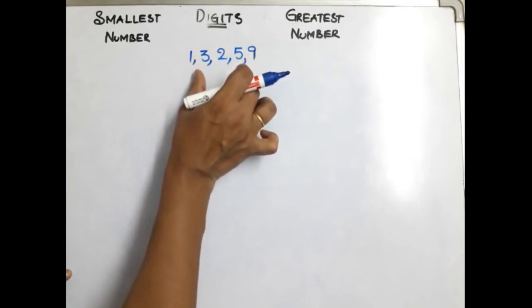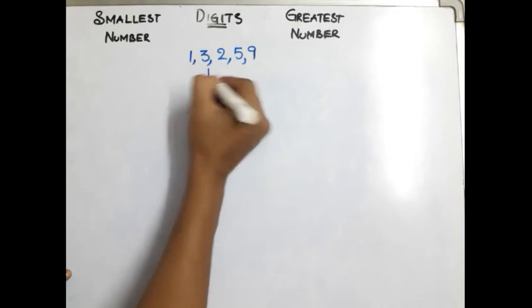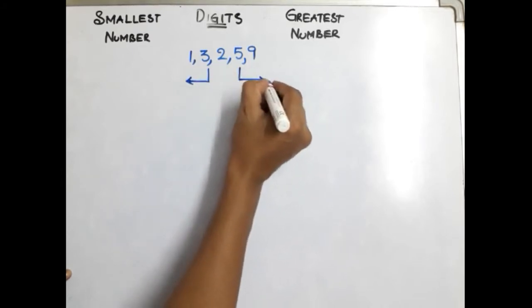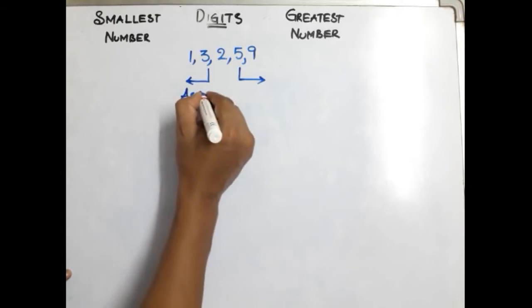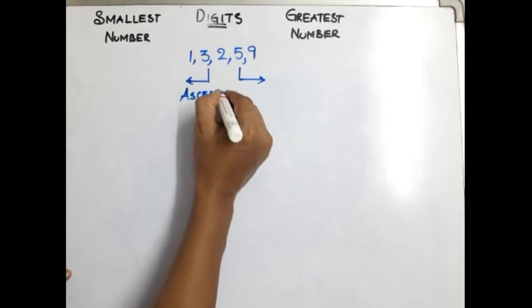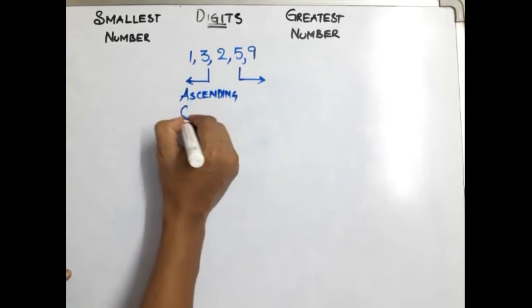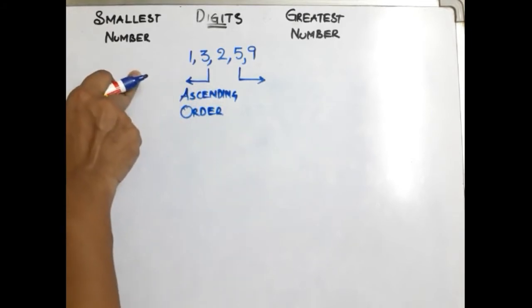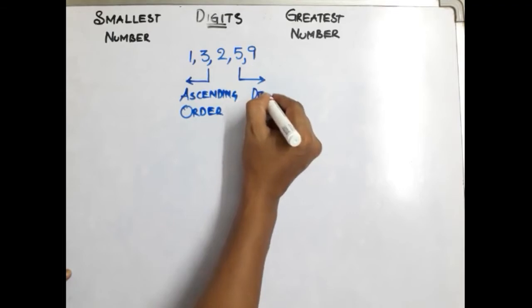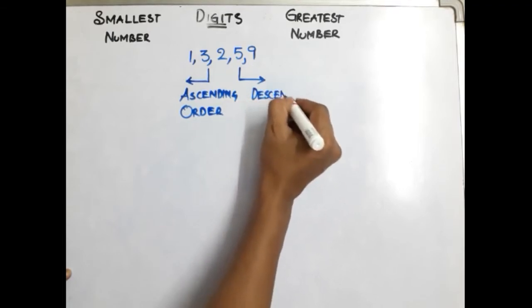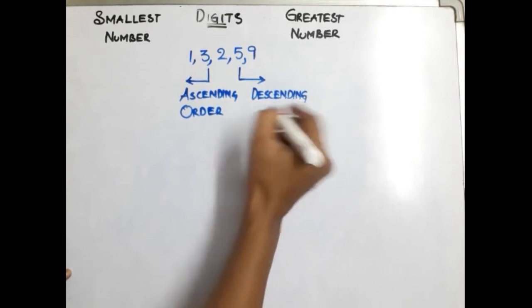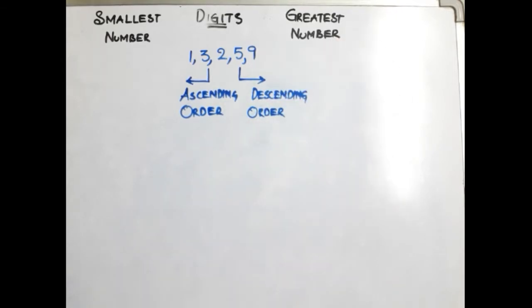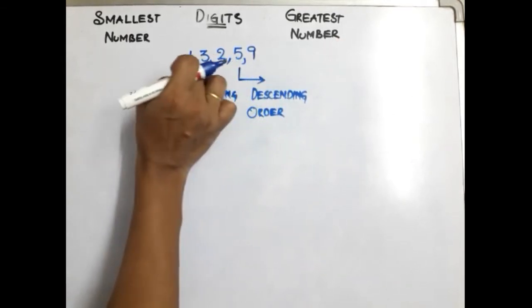In that case what we have to do is write these digits in ascending order to get the smallest number, and write the given digits in descending order to get the greatest number. Very simple. Okay, so the given digits are 1, 3, 2, 5, 9.